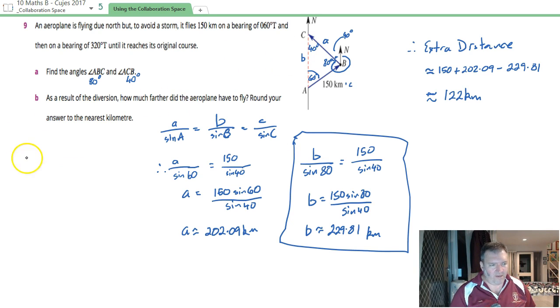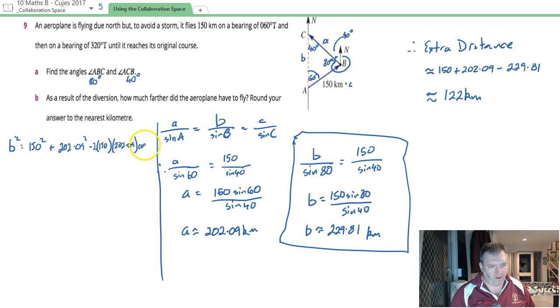So if I'm trying to find b, and I know the other side, so I've got b squared equals a squared, so that's 150 squared, plus, oh sorry, that was c squared, plus a squared is 202.09, minus 2 by 150 by 202.09 cosine, the angle opposite the side I'm trying to find, b is 80. All right, so that's what b squared is going to be.